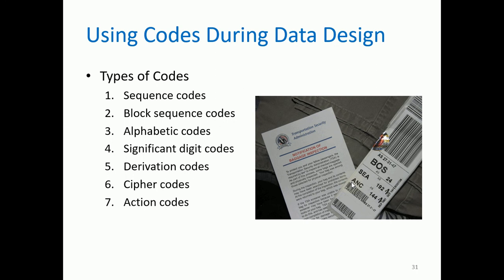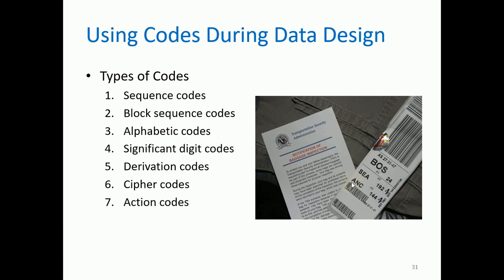Especially, of course, the countries. For example, PH is Philippines, JP is Japan, KR is Korea, US is US of A. So these are the examples of alphabetic codes. Next, we have the significant digit codes. Significant digit codes are found in the postal codes.